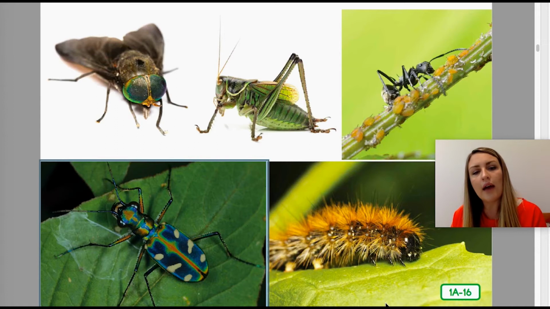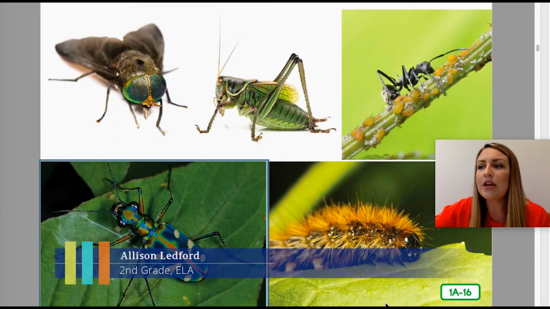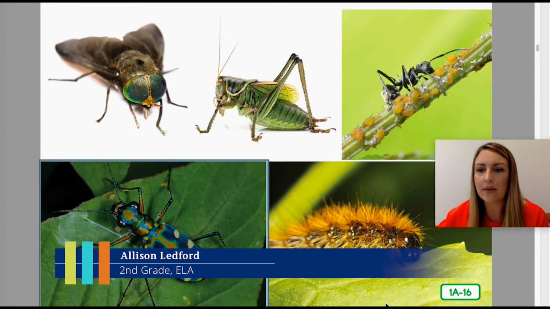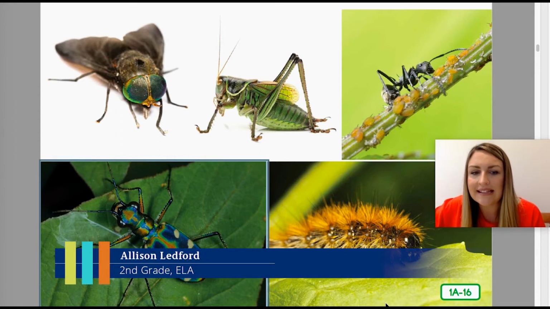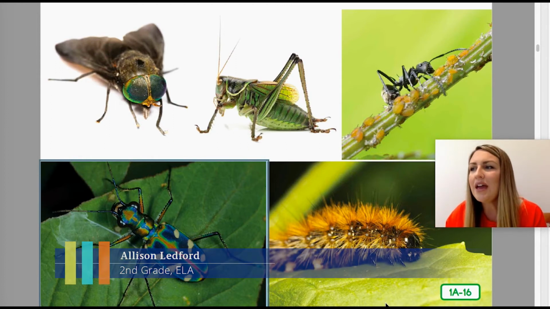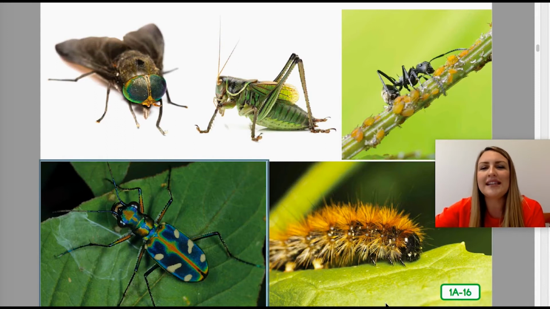Well, I'm noticing that several of them have six legs. That's something that we can notice. I bet you guys are listing even more examples in ways that they are alike. Some of them are on host plants that we learned about last time. Nice job listing all the ways that they're similar to one another. Good job today, boys and girls.